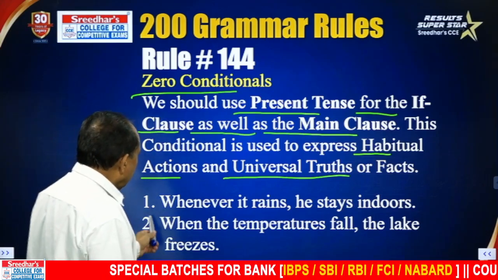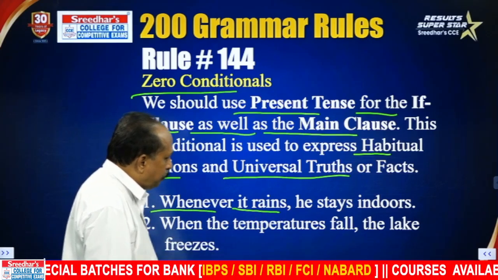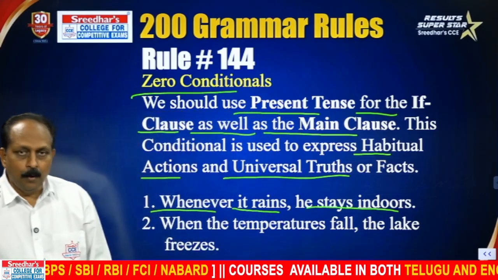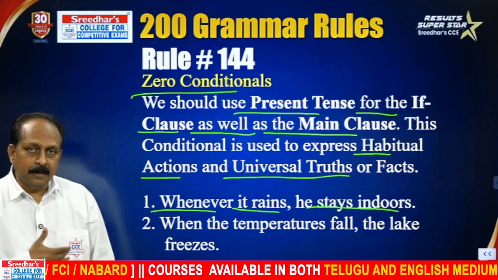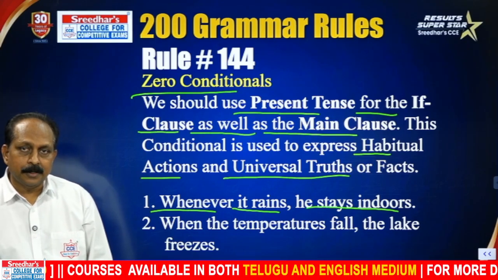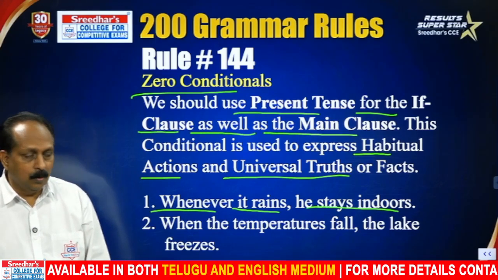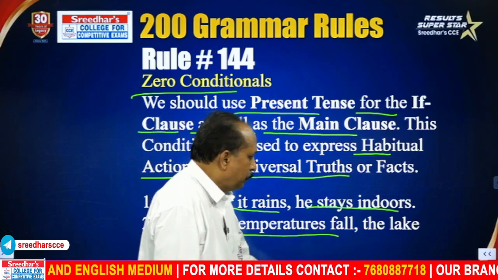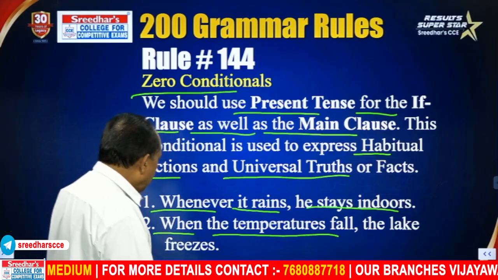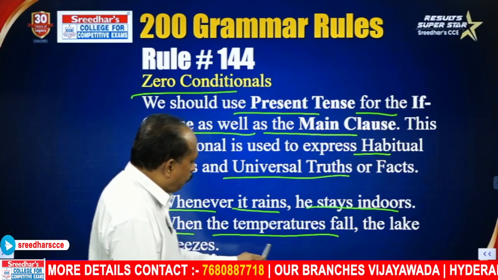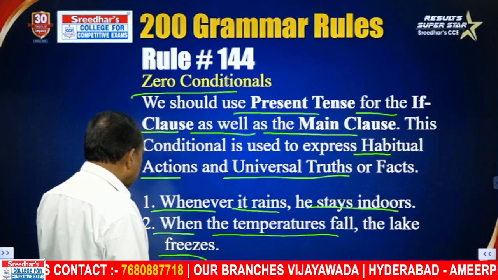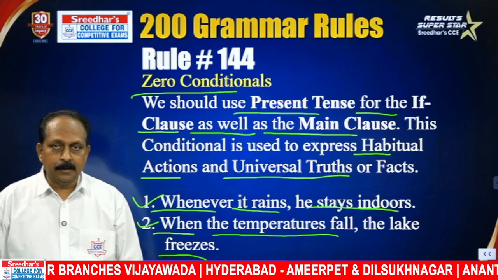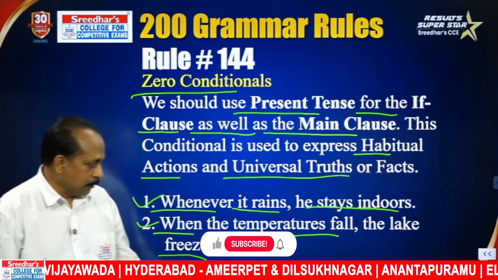Look at the example. Whenever it rains, present tense, he stays indoors, present tense. Both are used in present, and the sentence talks about habitual action. Whenever it rains, he stays indoors. And a universal truth or fact: when the temperatures fall, that means whenever the temperatures fall, the lake freezes. The temperatures fall, present tense. The lake freezes, present tense. Both the clauses are in present and are used to express habitual actions or universal truths or facts.